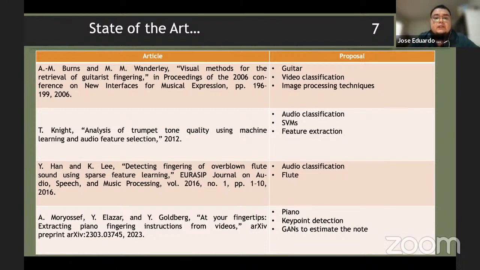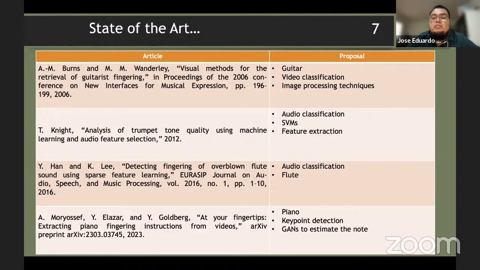The second work is focused on trumpet, but they use audio. They use support vector machines to classify these audio cues and use feature restriction techniques to perform this classification. The third work, from Han, uses audio classification, but focuses on the flute. And finally, the work from Joseph was released this year. They focus on the piano.